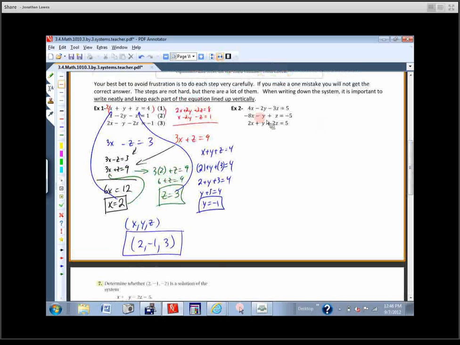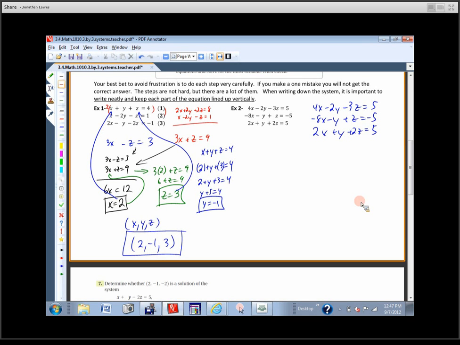Now here's what I want you to do. You're going to copy this one down, but here's how we like to copy them down. Write down the rows: 4x minus 2y minus 3z equals 5. We just naturally write them down in rows, in equations. Minus 8x minus y plus z equals negative 5. And then 2x plus y plus 2z equals 5. Now, I'm going to erase this in just a second, but I'm just demonstrating here.